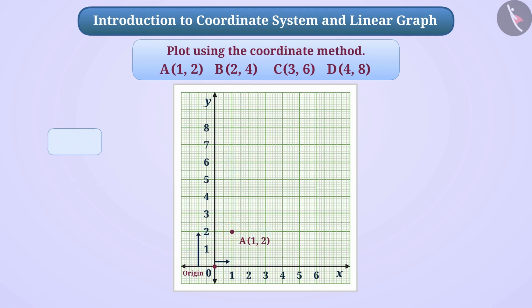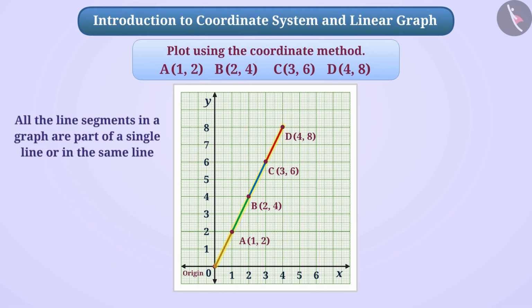Similarly, will you be able to find the location of point B? Try it. Absolutely right. The location of B can be found from x-coordinate 2 and y-coordinate 4. Similarly, we can show the location of point C and point D in this way. Let's connect all these points with line segments. You can see that line segments AB, BC and CD lie in the same line.